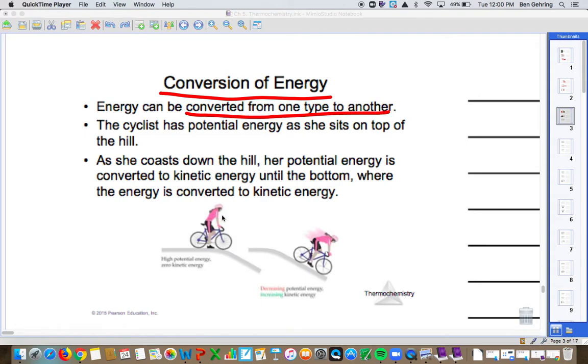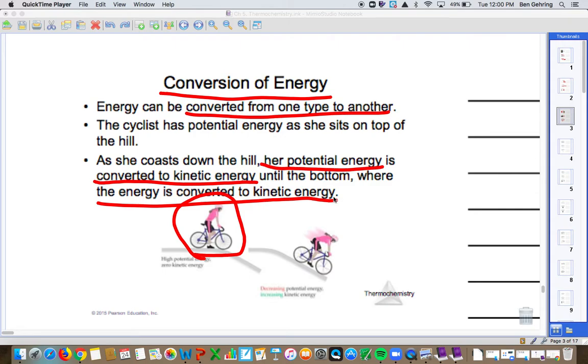So for example, this cyclist here has potential energy because she's not at the bottom of the hill. She's above the ground, above sea level, above whatever lower surface she's on, so she's got potential energy. When she goes down the hill, her potential energy is going to be converted into kinetic energy until she gets to the bottom. Once she's at the bottom, all of her energy is going to be kinetic. She's going to be out of potential. She's not going to have any more that she can gain just by going down a hill.